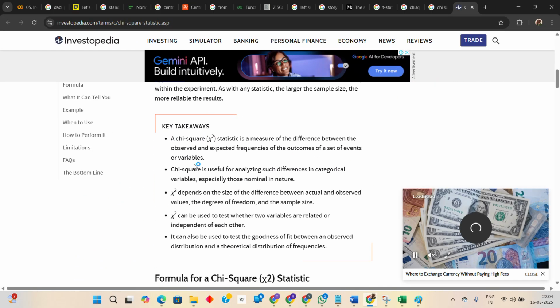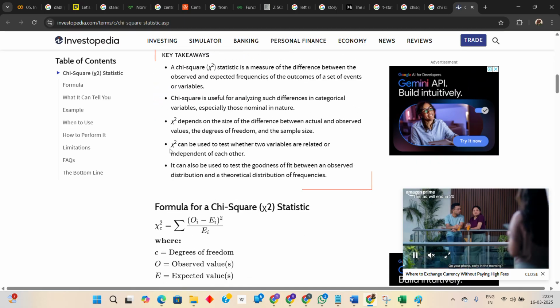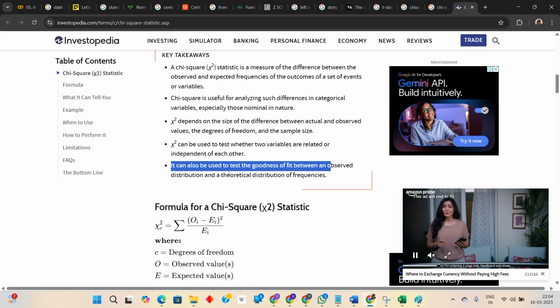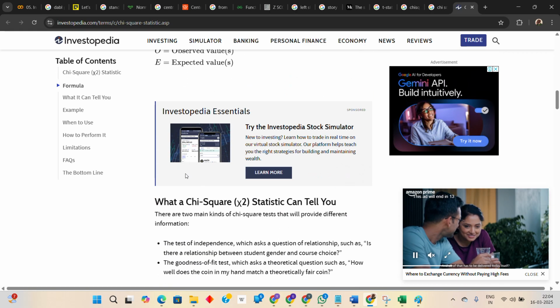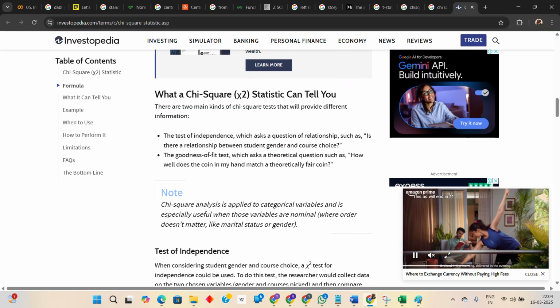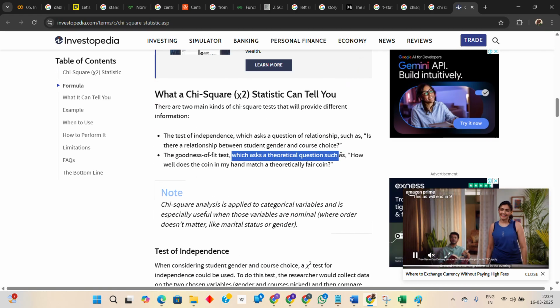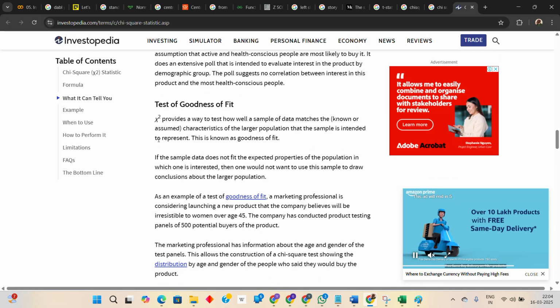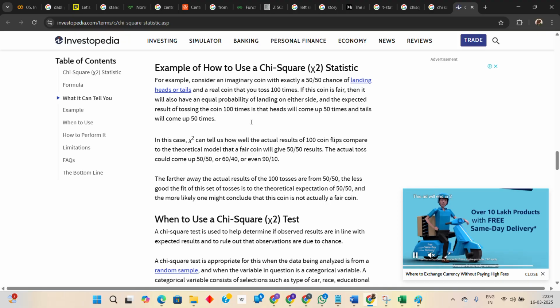Here you can see the chi-square test. It can also be used as a goodness of fit test, comparing the observed distribution and the theoretical frequency. This is the formula and what goodness of fit means. Please go through this. It is really important to know with an example.